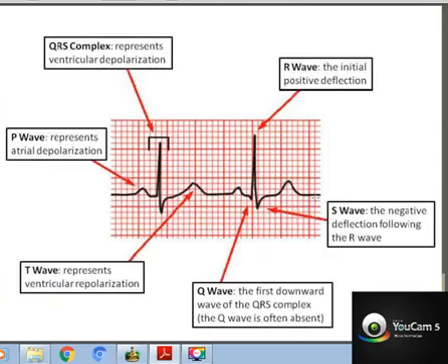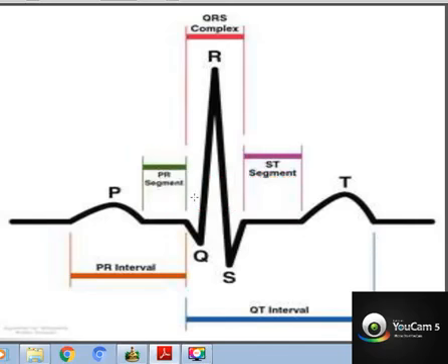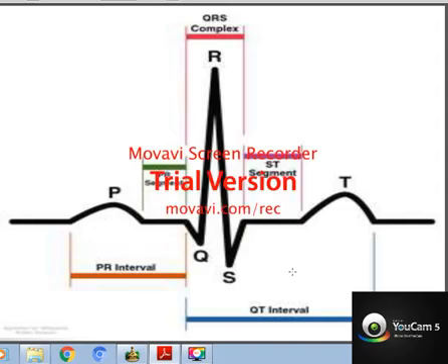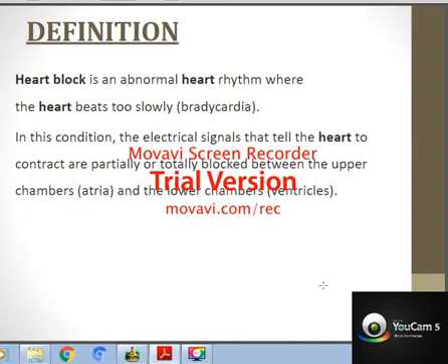This is the one which shows the ECG. P wave is atrial depolarization, QRS complex is ventricular depolarization, and T wave represents ventricular repolarization. Before we look into the ECG changes in the conduction system, you should know the PR interval, QRS complex, and QT interval, so that you will know the differences.